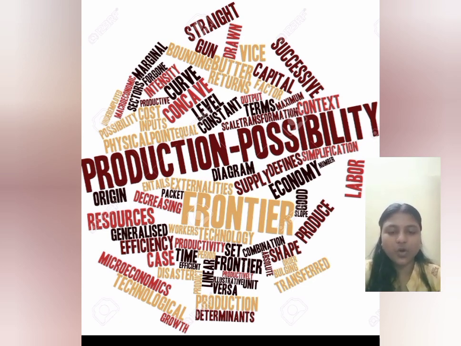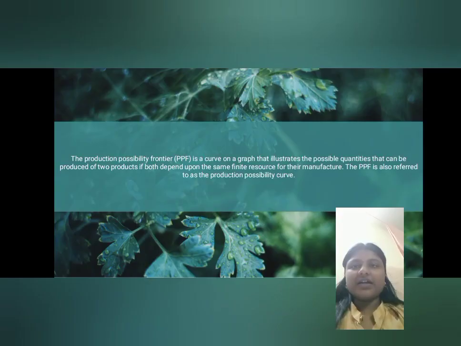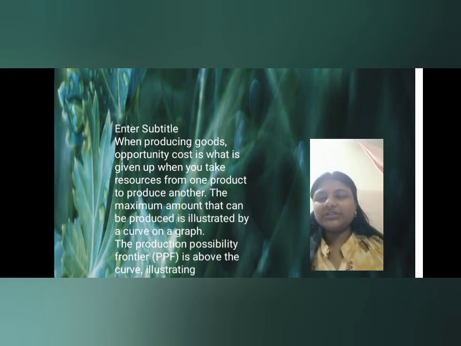I'm going to discuss the topic of the production possibility curve. The production possibility curve is a curve on a graph that illustrates the possible quantities that can be produced of two products. If both depend upon the same finite resources for their manufacture, the PPF is also referred to as the production possibility curve. In producing goods, opportunity cost is what is given up when you take resources from one product to produce another. The maximum amount that can be produced is illustrated by a curve on a graph.